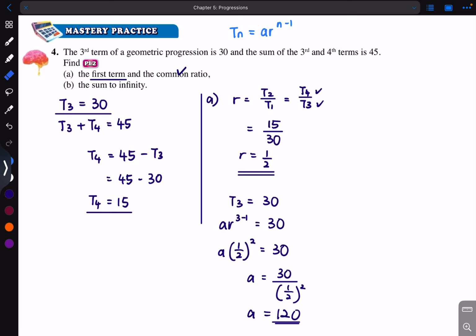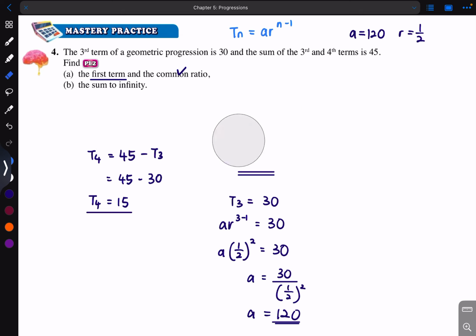Right. Let's try B. So let's write this down first. A is 120, R is 1 over 2.